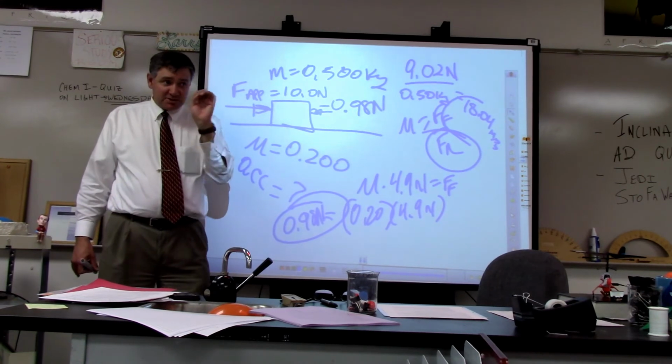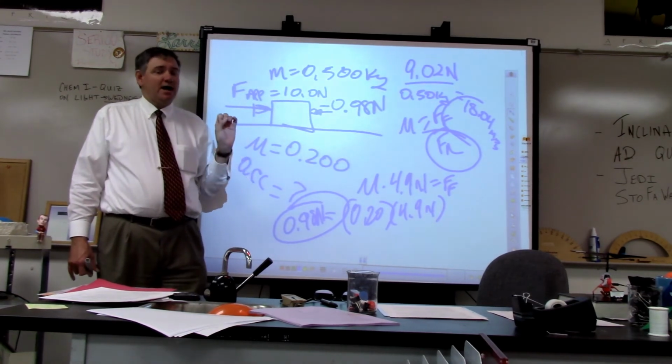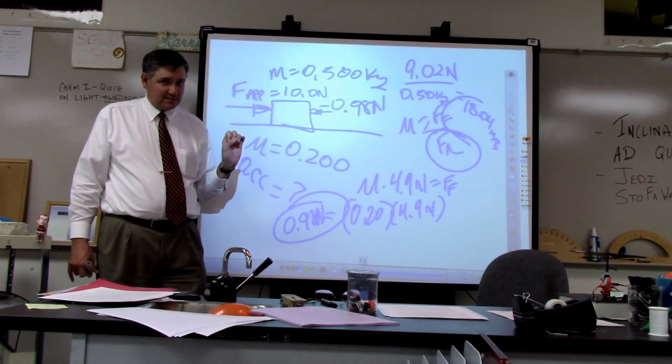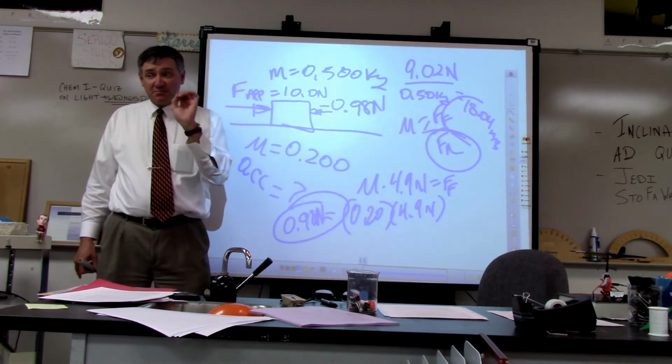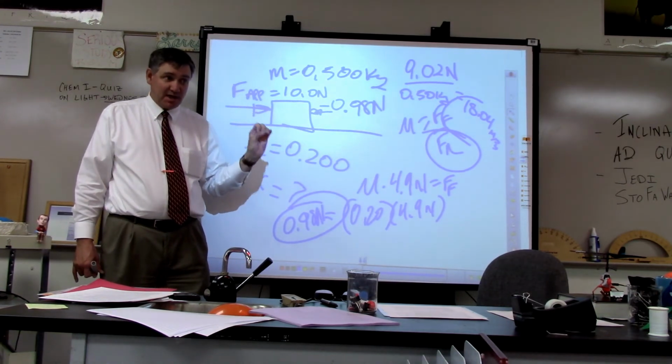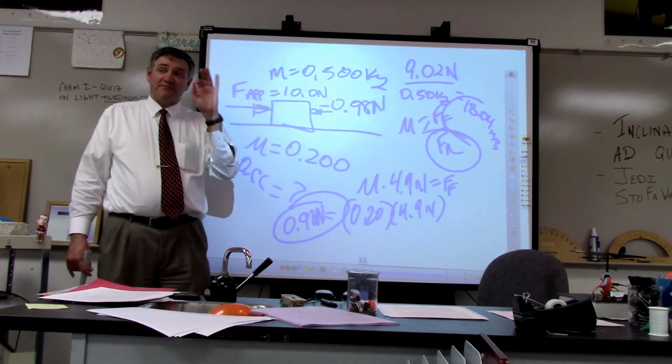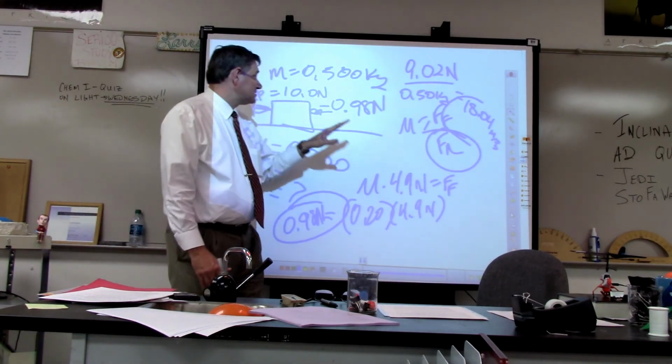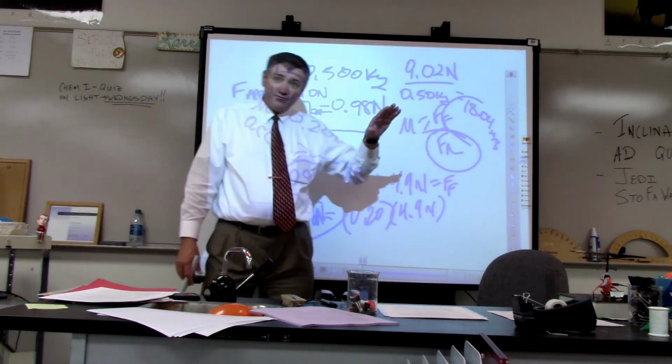Now, if I gave you this problem, let's stick with this block, same coefficient of friction. If I wanted to push it at a constant velocity, how much force would it take? If I want to push the block at a constant velocity, how much force would I have to apply? 0.98. Because if I'm at a constant velocity, what's the value of my net force?